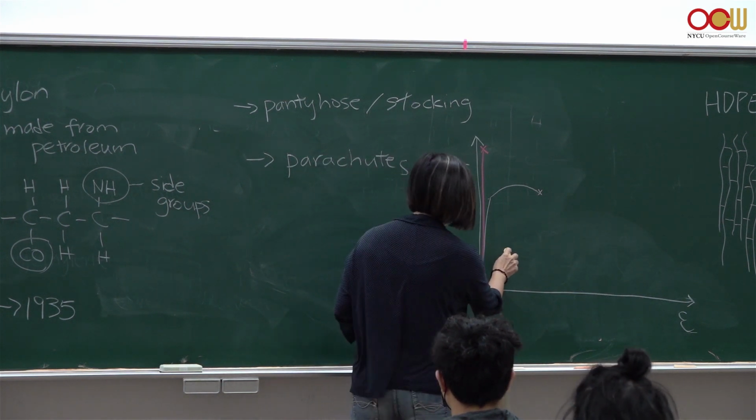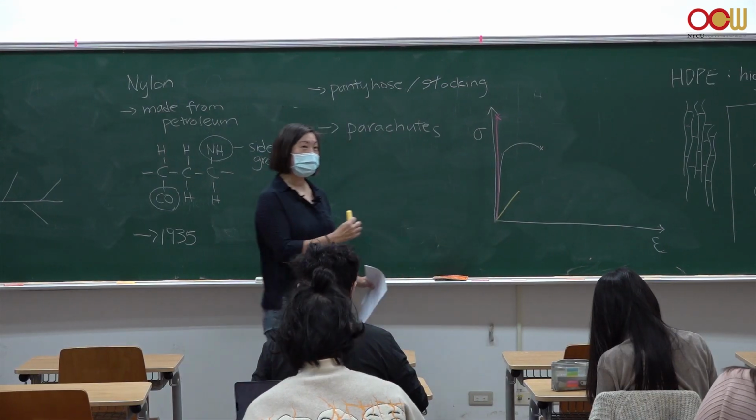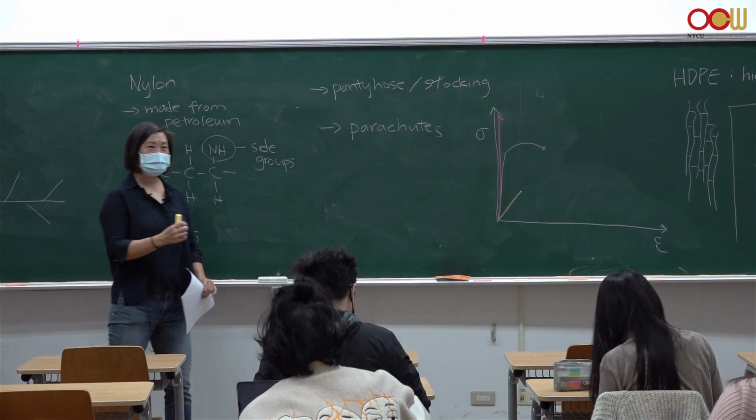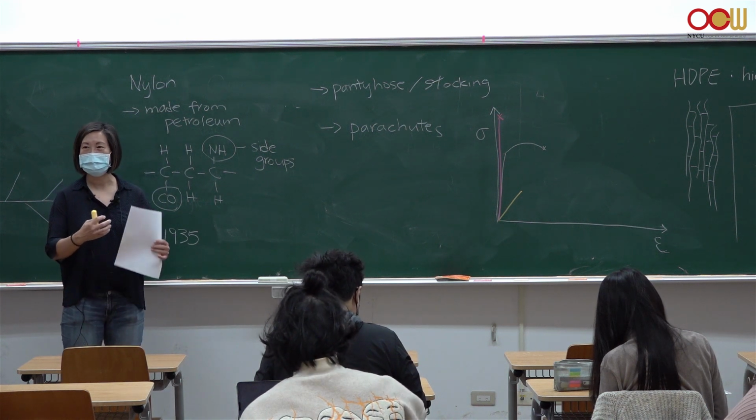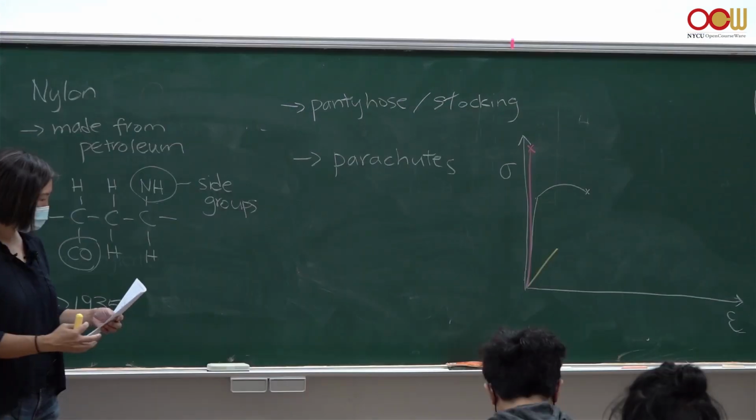So you will have a lot less stiffness than a metal, but you will still have an elastic portion where you can bend it and it'll go back to its original shape.